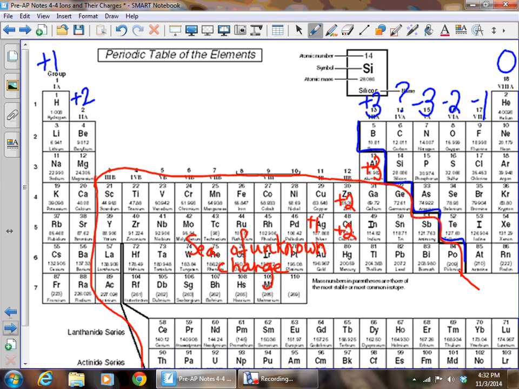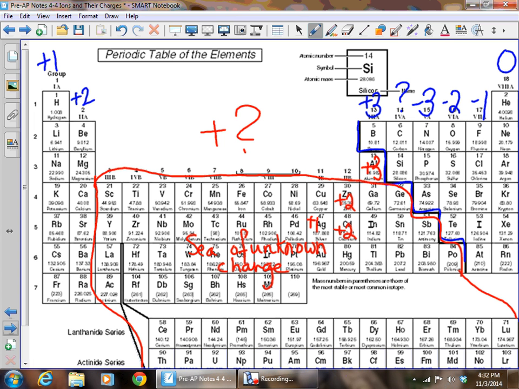So all down through here, we don't know much as far as charge is concerned, but we do know they're positive something. If they are metals, when they bond, they're going to lose electrons, and when they lose electrons, they're going to form that positive charge. So that's what I want you to write down.